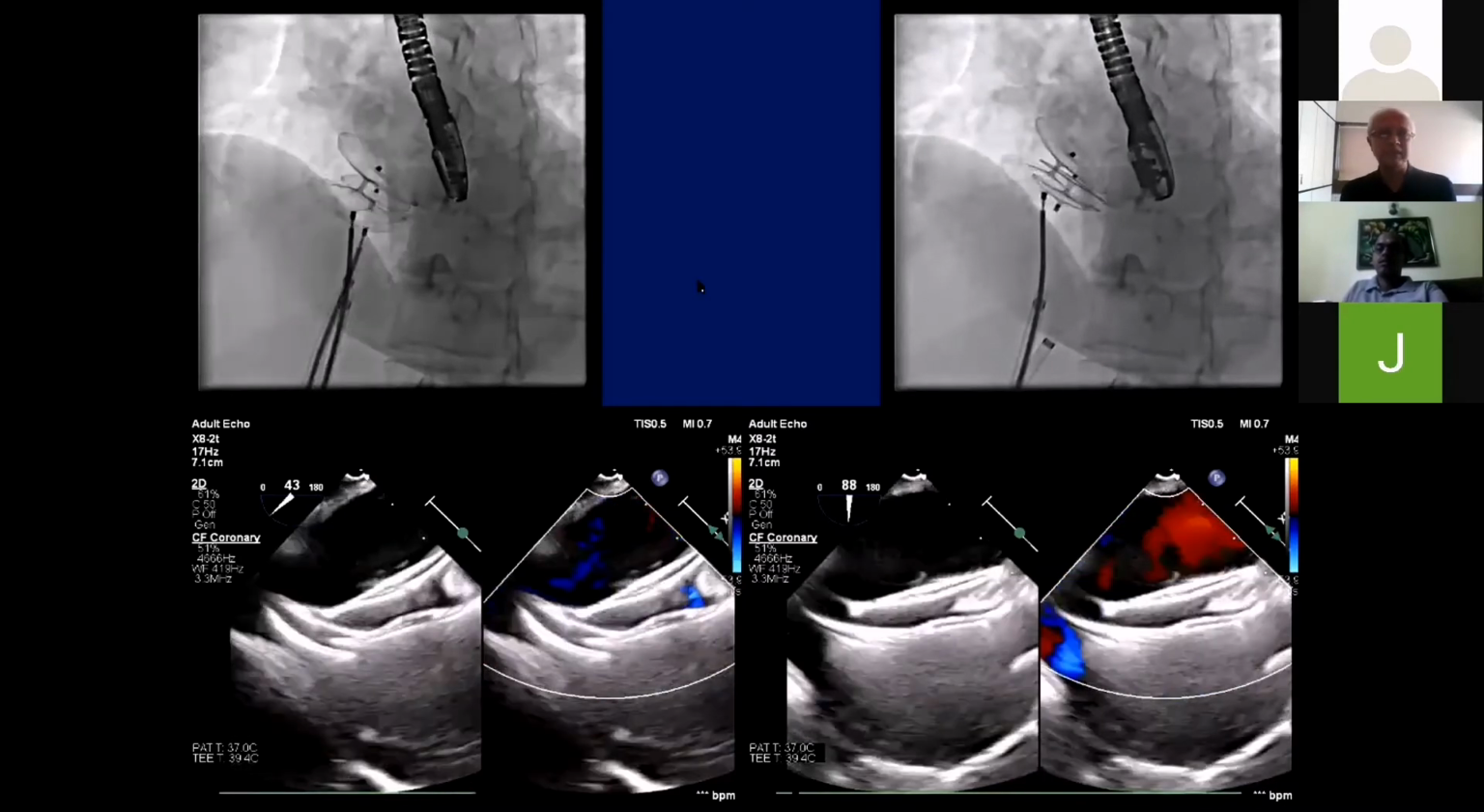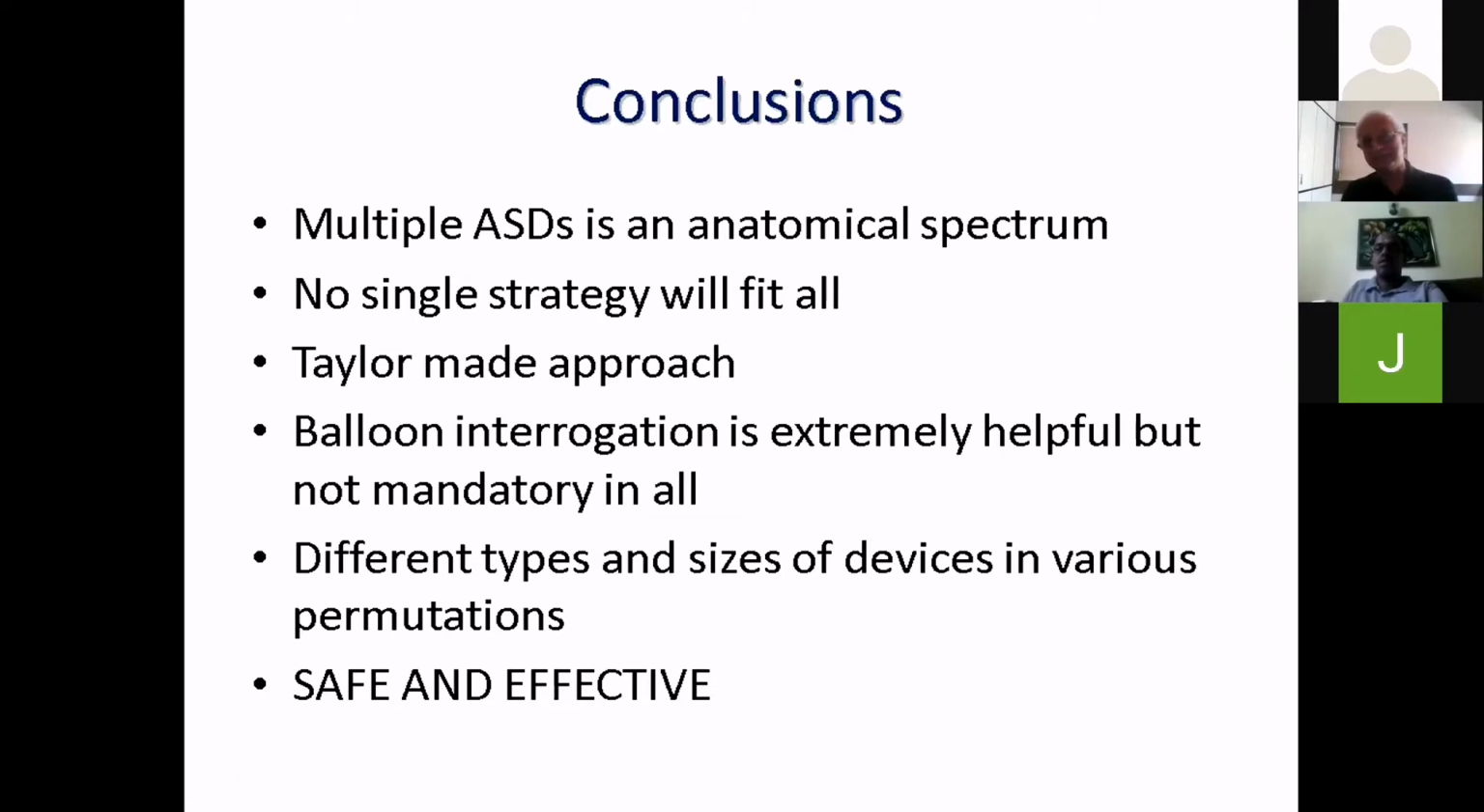So ladies and gentlemen, in conclusions, multiple ASDs is an anatomical spectrum with various morphologies, as a result of which no single strategy will fit all the patients. And that is why the approach needs to be tailor-made. We believe that balloon interrogation is extremely helpful, although not mandatory, in deciding the kind of strategy that you are going to use. It is important that you have different types and different sizes of devices because they will need to be used in various permutations and combinations to close practically all the defects.